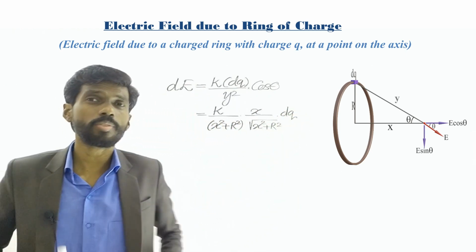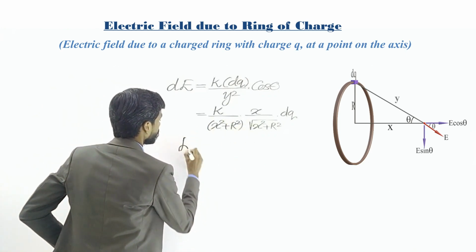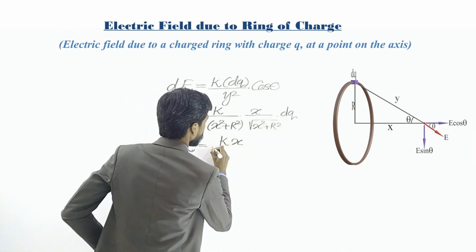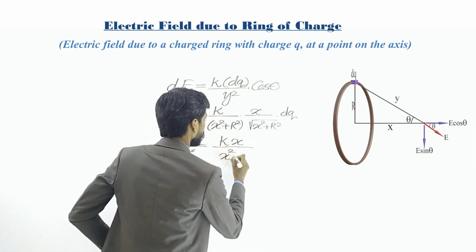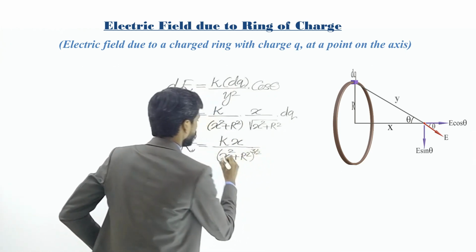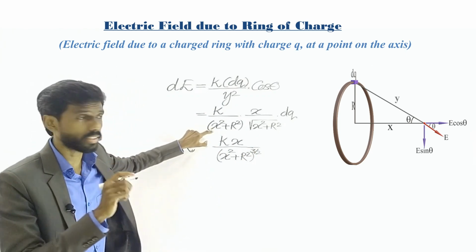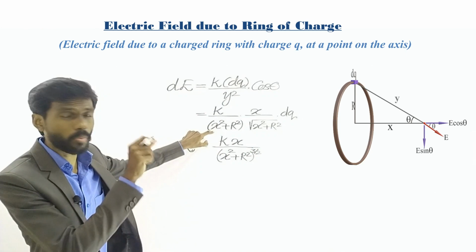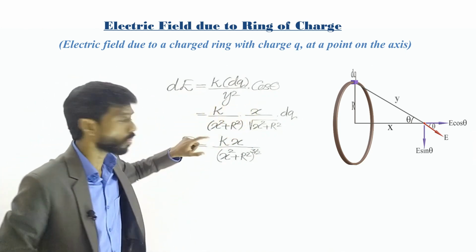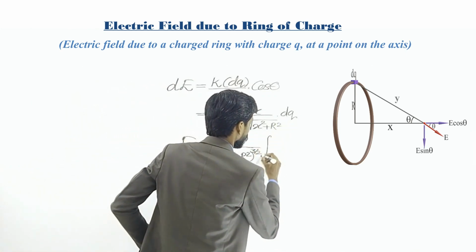Now we'll use the integration to find the electric field due to the entire ring. So dE is given, and now E is just the integration of kx divided by x squared plus r squared to the power 3 by 2, times dq. See, remember these values are constants. x is a constant here. For that particular point x is fixed, and r is also a constant, the radius of the ring. So everything is a constant. The only variable is dq, so all of this can be taken out, and we have the integration of dq.